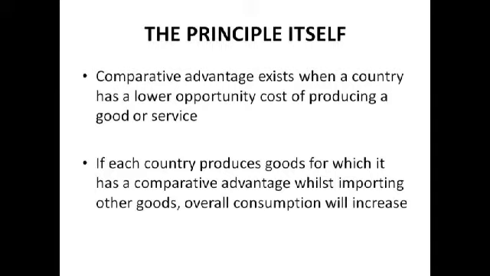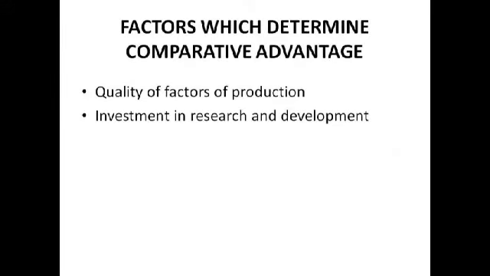So if each country produces the goods for which it has the greatest comparative advantage overall, whilst importing other goods, overall consumption will increase. And in fact, overall production will increase as well, and we'll see this in an example later on. Here are some factors which determine comparative advantage. I'm sure there are more, but these are my top three, really.